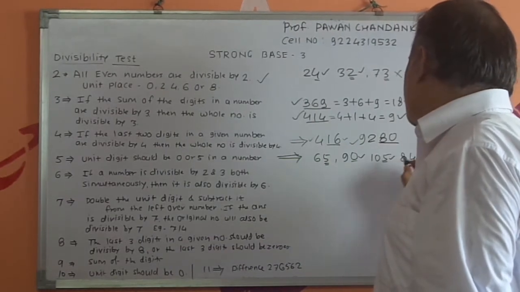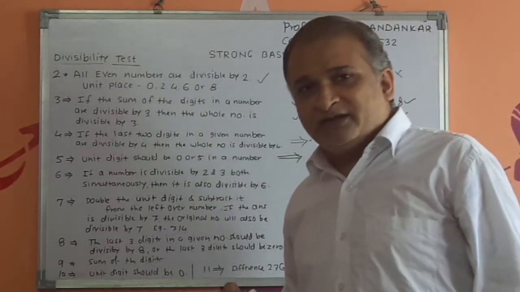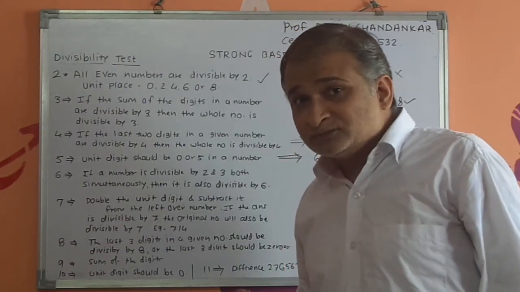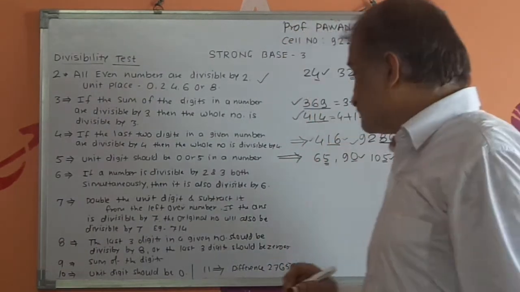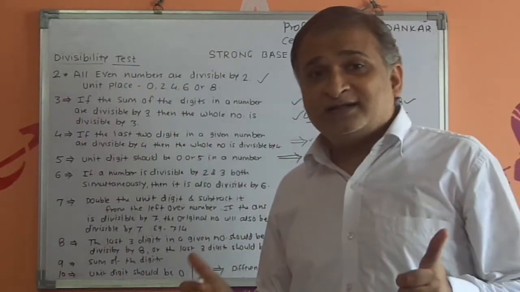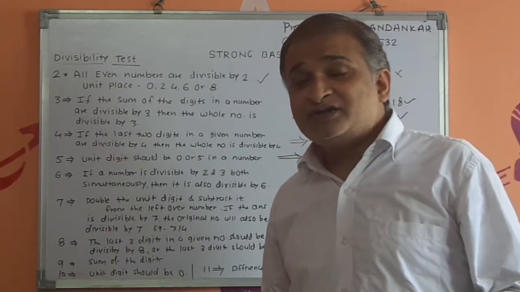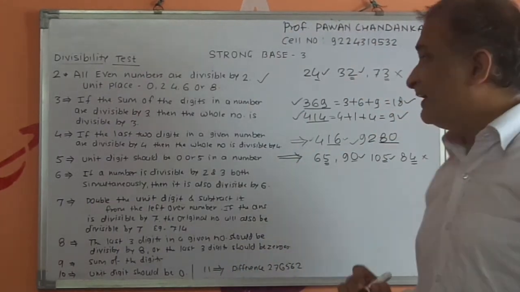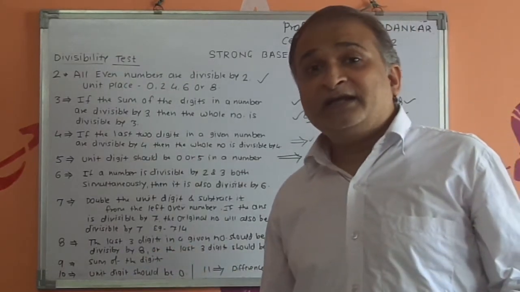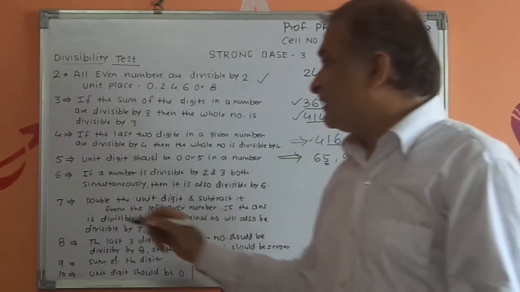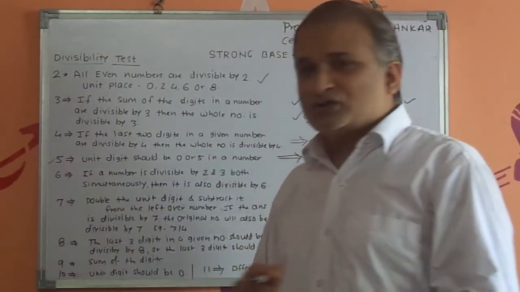84. Kids, tell me, is this number 84 divisible by 5? Yes or no? No. Okay, why? Because this number doesn't have 0 or 5 at its units place. That's why the number 84 will not be divisible by 5. Very good. Hope you must have understood the test of 5 also.